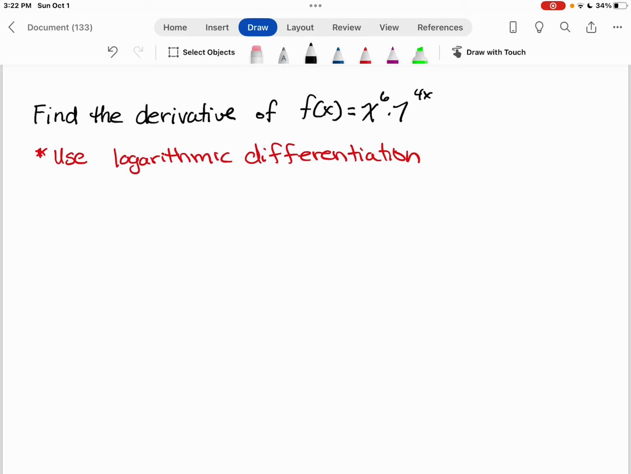In this example, we're going to find the derivative of the function x to the 6th times 7 raised to the 4x. And I'm going to use logarithmic differentiation for this. So to use logarithmic differentiation, first I'm going to take the natural log of both sides of this equation.